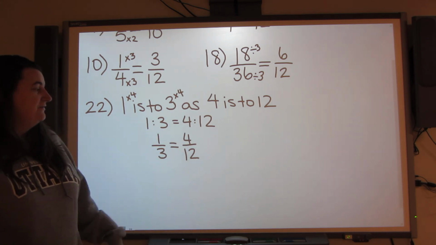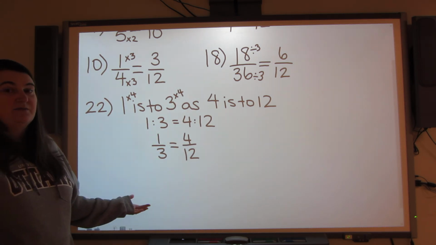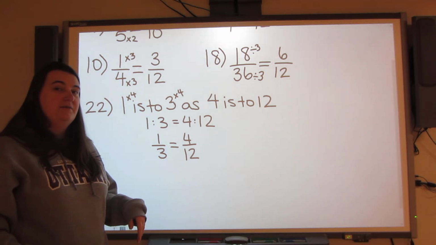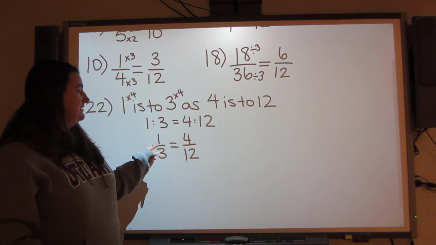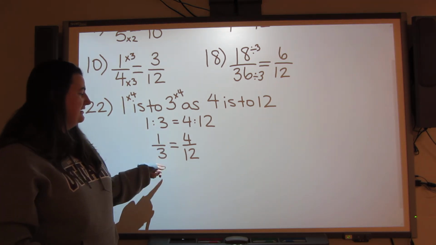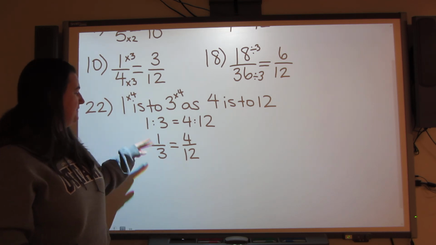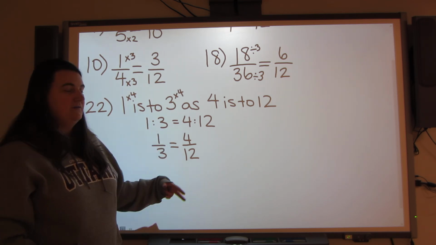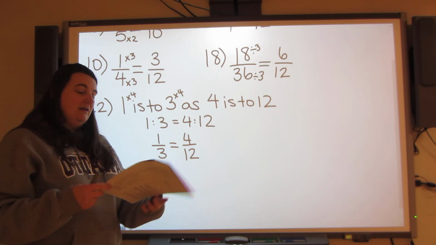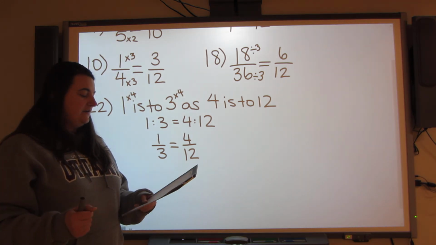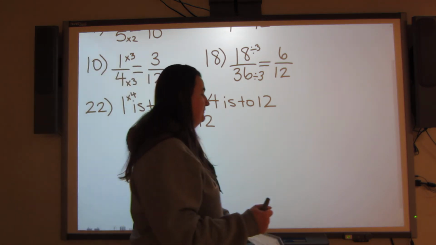Or you can write it as a fraction if you find that easier, since we have been working with fractions pretty much for all of February. 1 times 4 is 4. 3 times 4 is 12. 1 over 3 equals 4 over 12. All right, let's take a look at number 27.